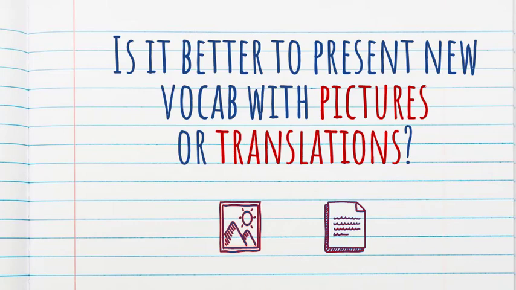When we look at textbooks, for example, you see that sometimes the words are presented with pictures that are labeled, but then you have word lists where you have the word and the corresponding translation. So is one method better than the other?